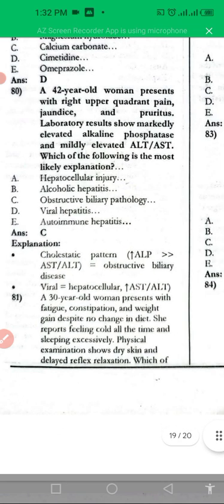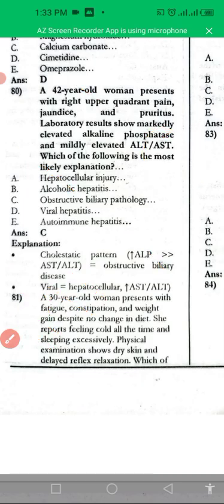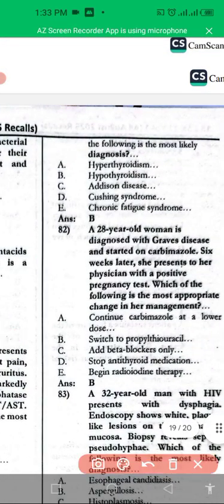Next one is: a 30-year-old woman presents with fatigue, constipation, weight gain, no change in the diet, and the patient feels cold all the time. Physical examination shows dry skin and delayed reflex relaxation. What will be the answer? Delayed reflexes and weight gain are indicative of hypothyroidism. Hypothyroidism is the suitable answer.